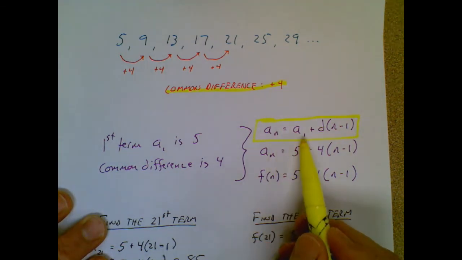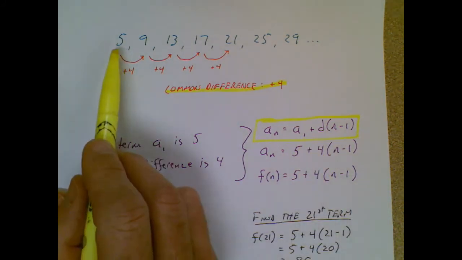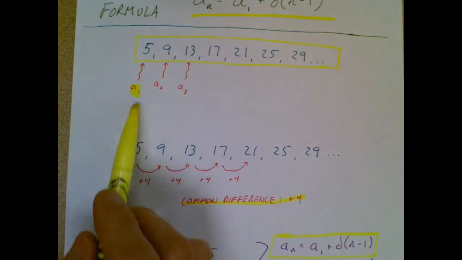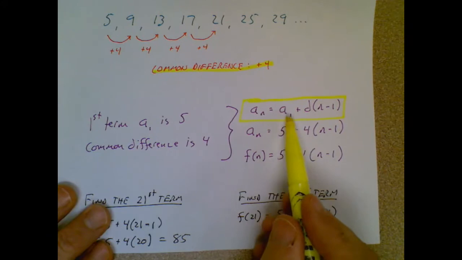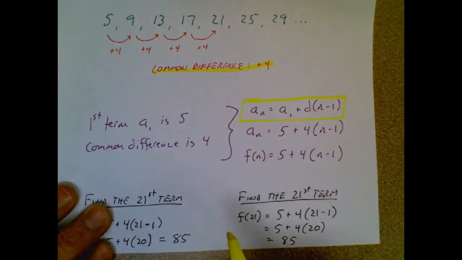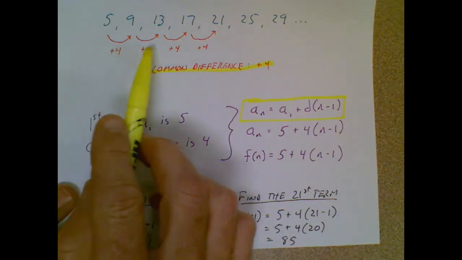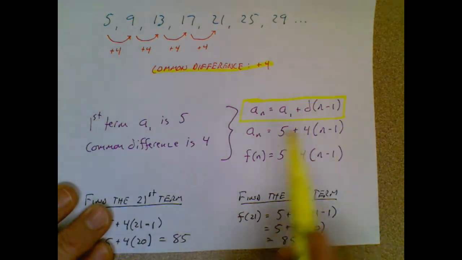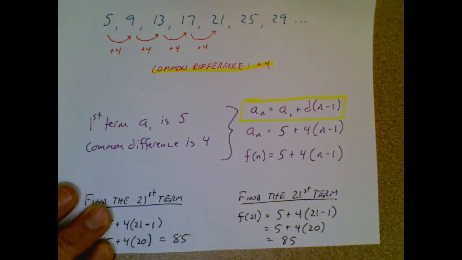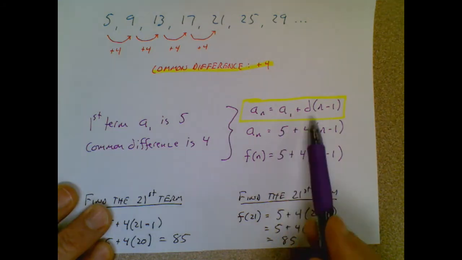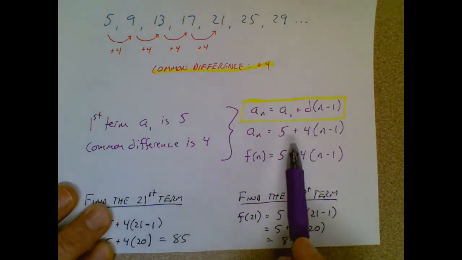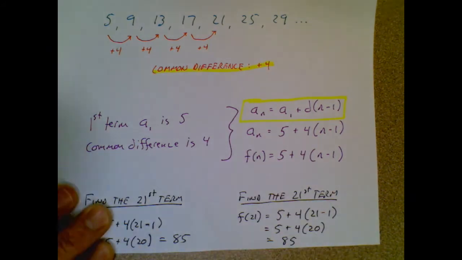But to do this, we need A sub 1. That's your very first term. So there's your A sub 1. We labeled it A sub 1 earlier. A sub 1 plus d, that's going to be your common difference. My common difference in this case is plus 4, times n minus 1. So I'll just literally take the number that represented the first term, the number that represented the common difference, and now I have my formula.